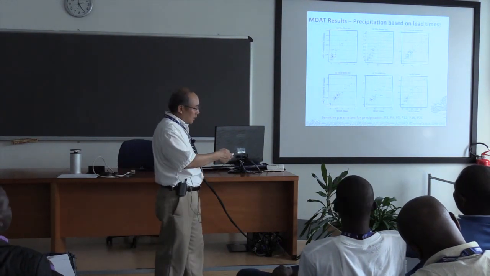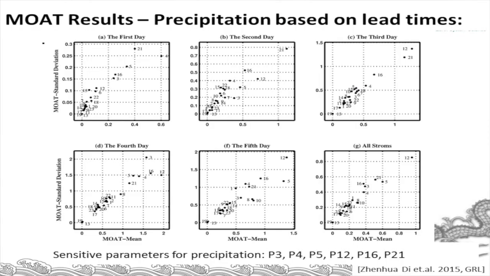Here is the Morris output. This is the first day, just the first 24 hours, then the second 24 hours, third, fourth, and fifth. And this looks at all 5 days together. The numbers here are indices for the parameters. Like 21 and 4 mean those 2 parameters are the most sensitive. 5 and 16 for the first day, and then 21, 12, 16, 4 and 5 for the second day, and so on.